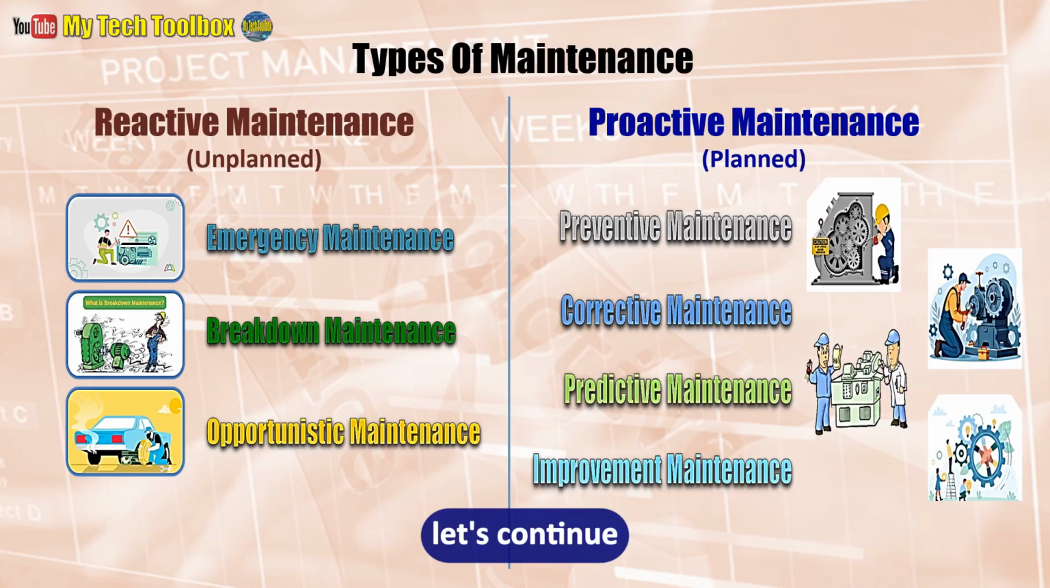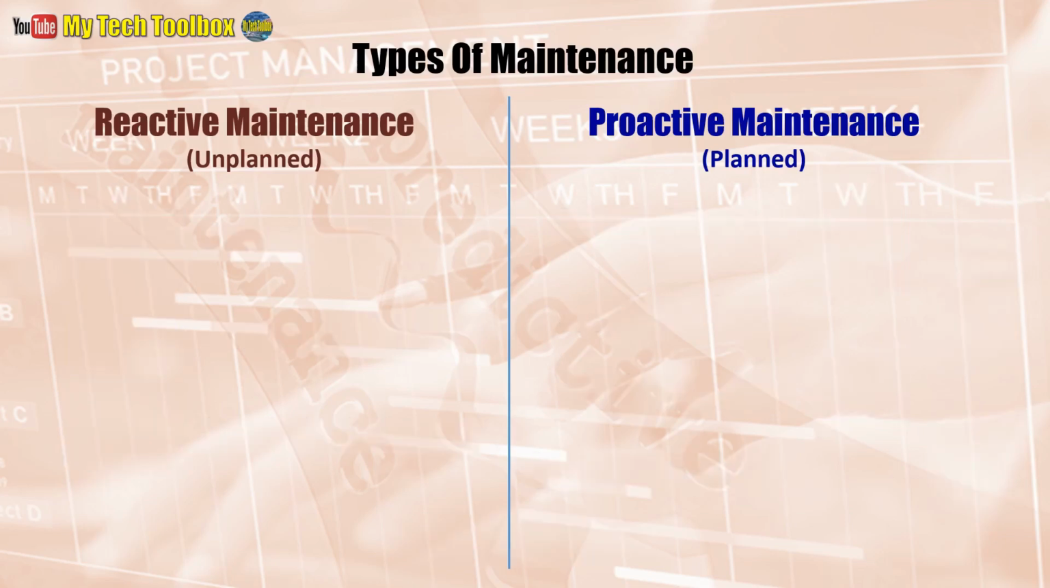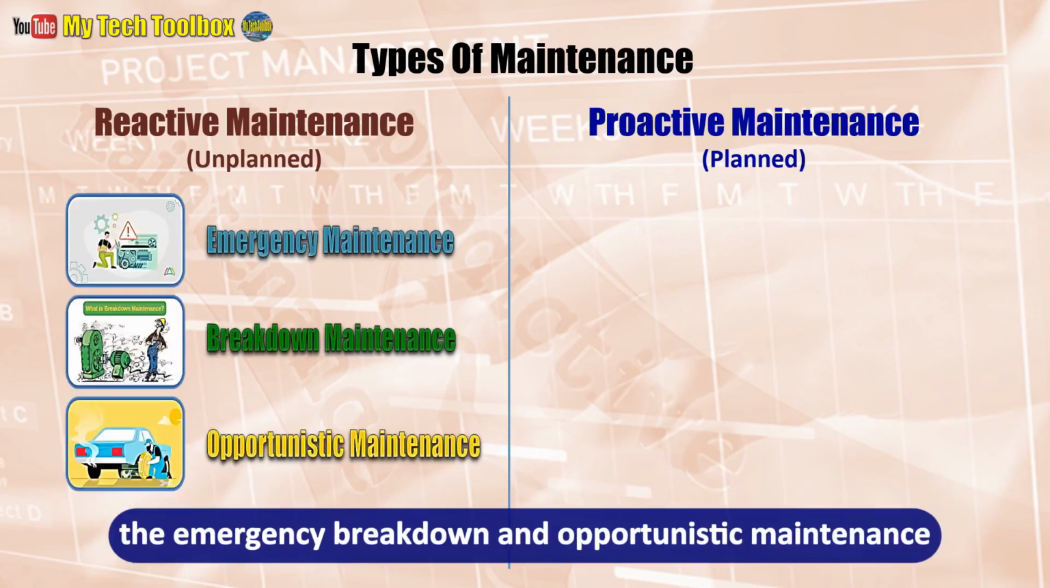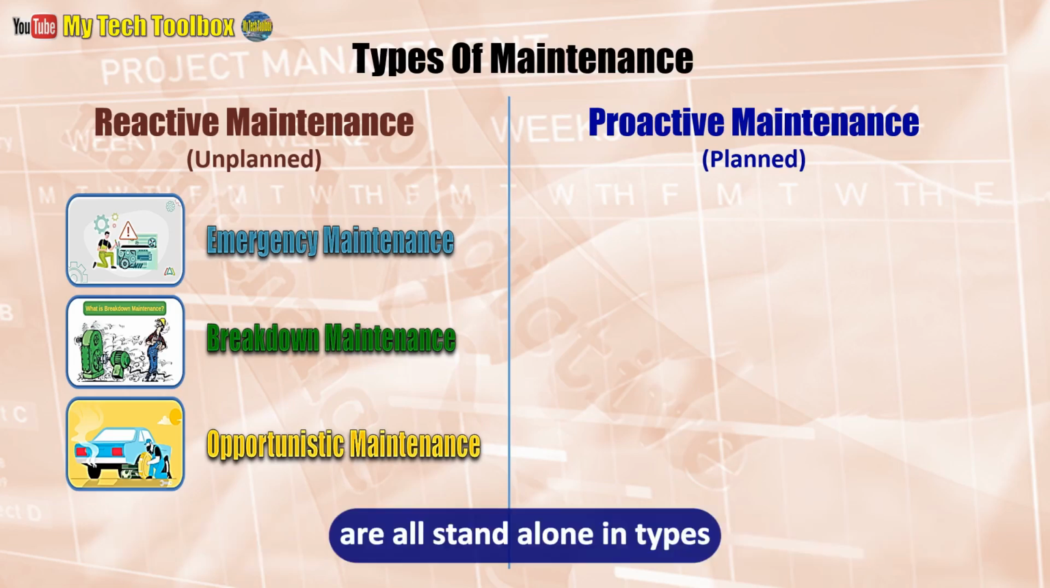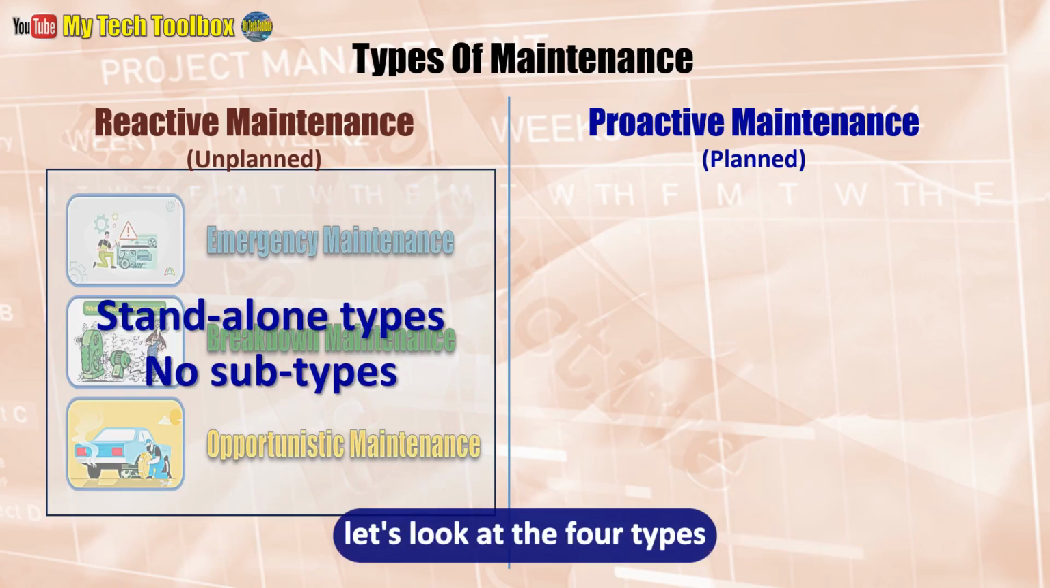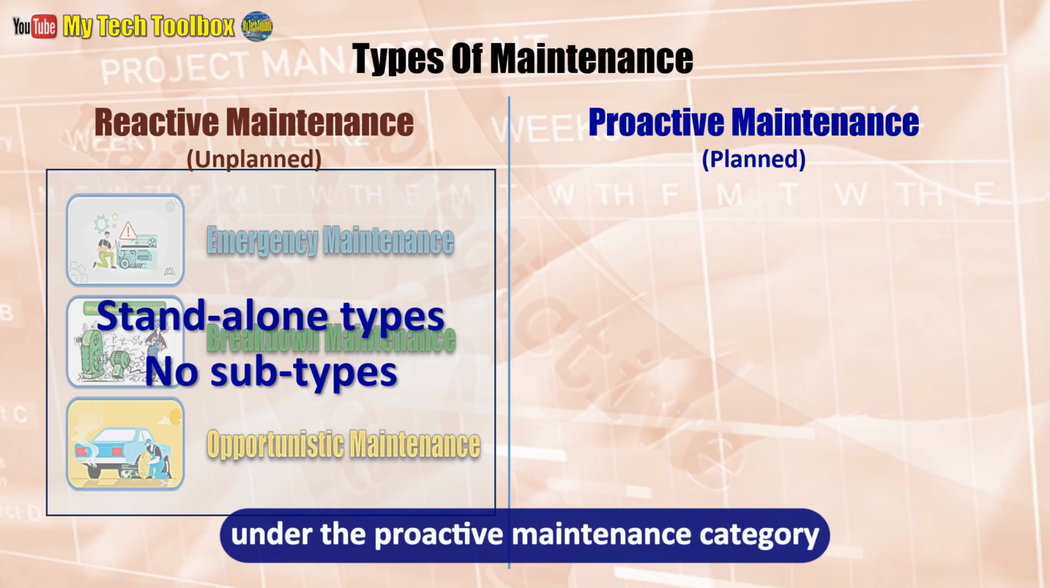Let's continue. In the reactive maintenance category, the three maintenance types, the emergency, breakdown, and opportunistic maintenance, are all standalone in type such that there are no subtypes under them. Let's look at the four types under the proactive maintenance category.